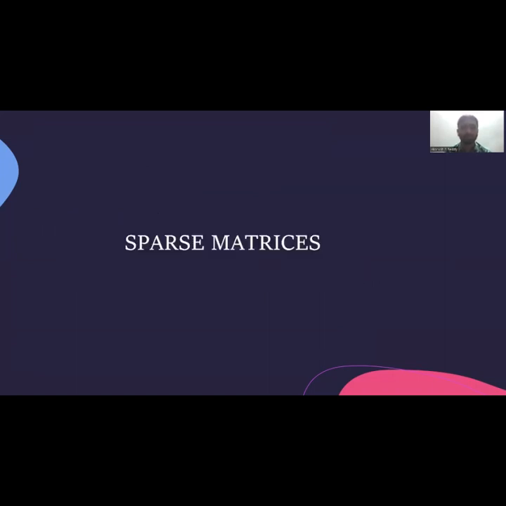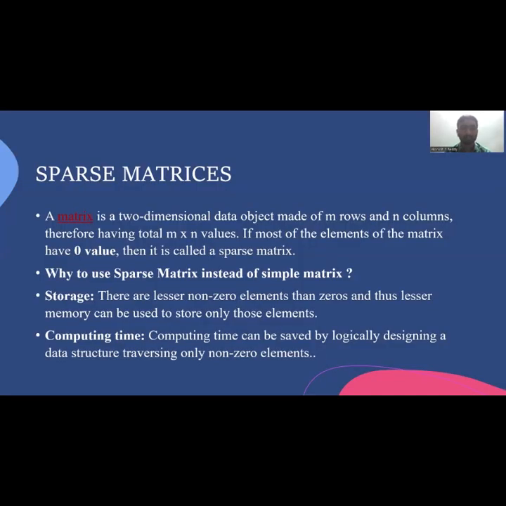And we learn about a topic called sparse matrix. A matrix is a two-dimensional data object made of m rows and n columns, therefore having a total of m into n values. If most of the elements of the matrix have zero values, then it is called a sparse matrix.